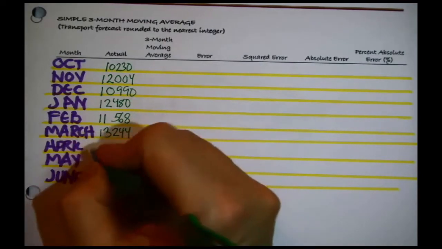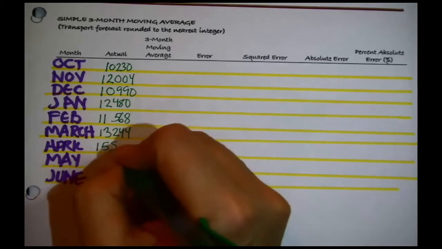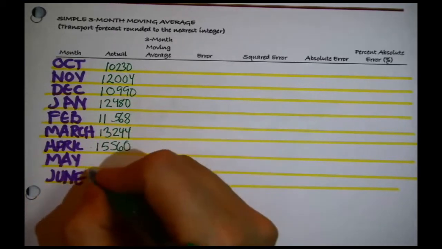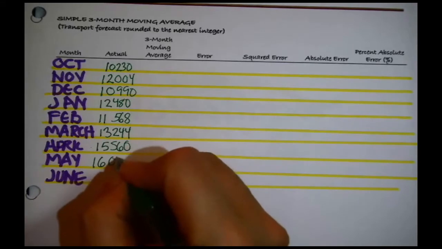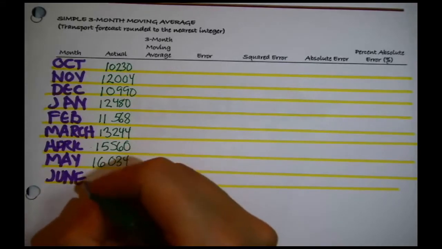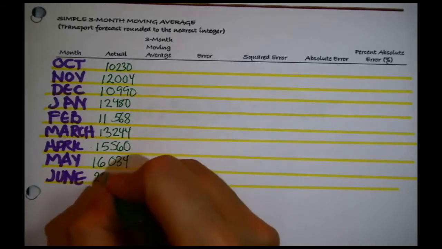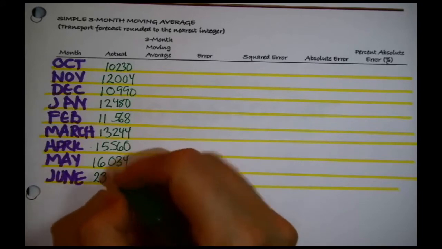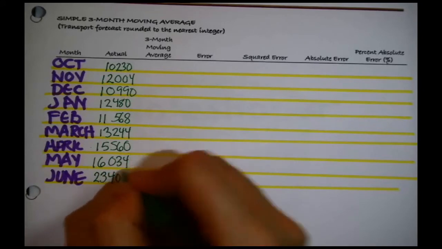The actual for March, 13,244. For April, 15,560. For May, 16,034. And for June, finally, ooh, big month for non-emergency medical transports, 23,400.